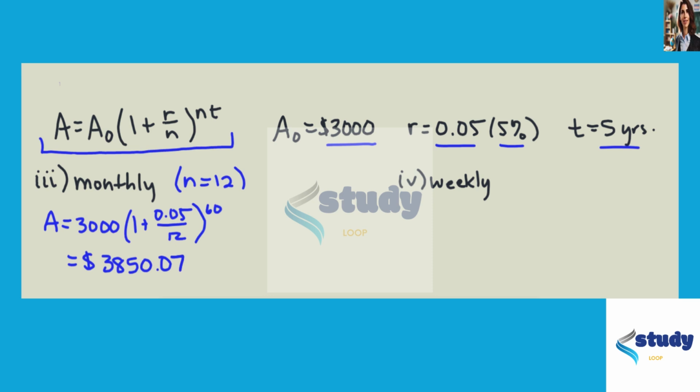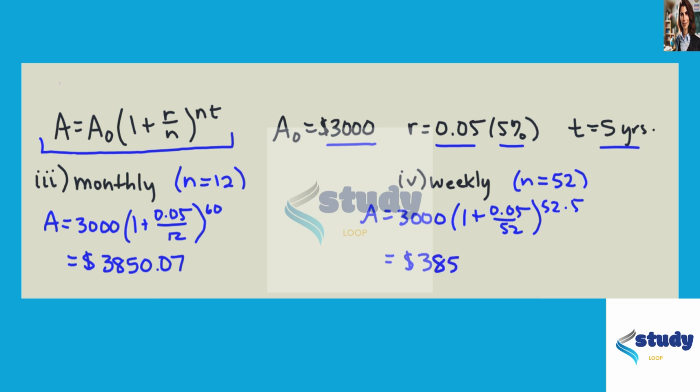So we can see the amounts are going up a little bit each time as the number of compoundings increases. For the fourth part, we're compounding weekly. There are 52 weeks in a year, so n equals 52. So we have A equals 3,000 times 1 plus 0.05 over 52 raised to the power 52 times 5. And that's going to give us $3,851.61.